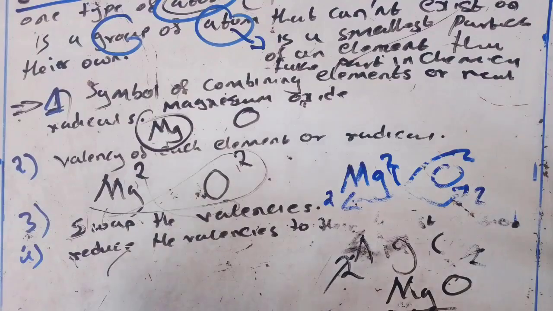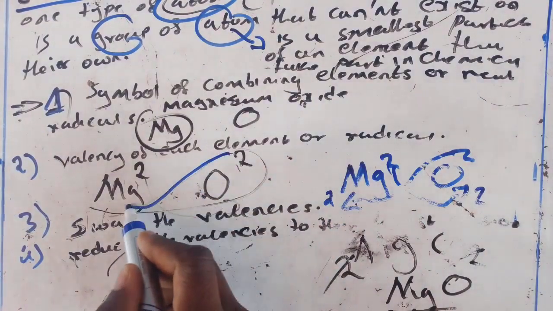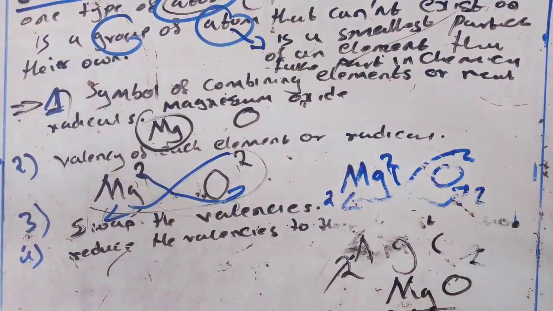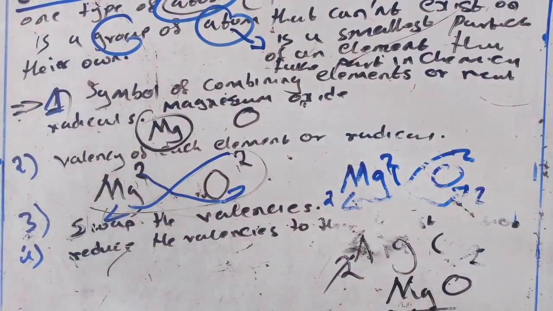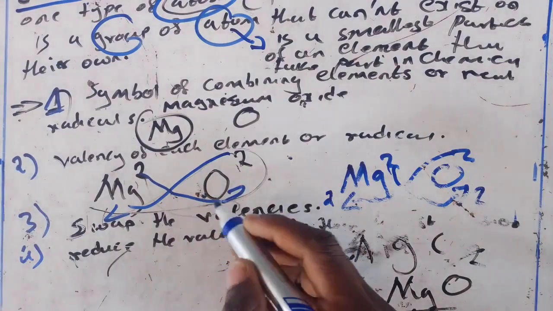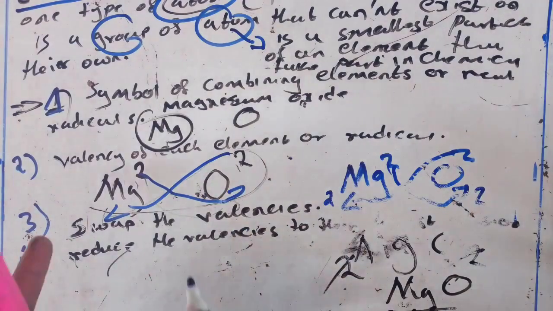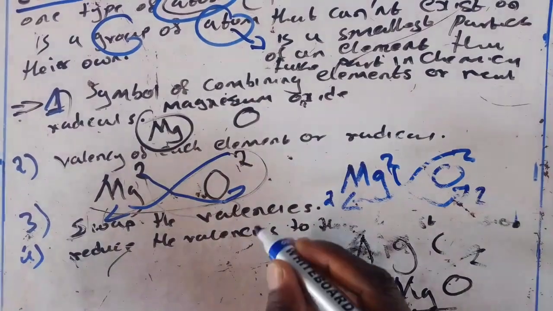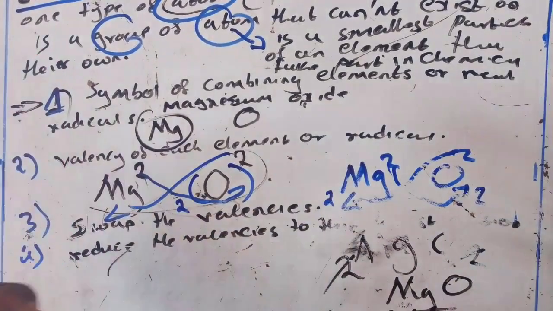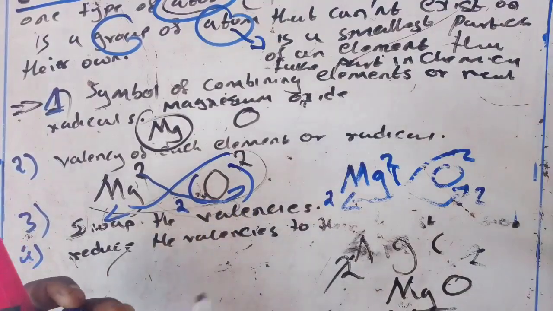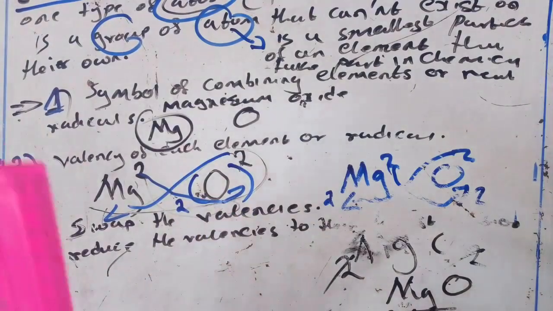Having written this, we proceeded to step 3, which says swap the valences of the combining elements or radicals. I gave an example here where we swapped these valences. So this came to this side and this came to this side. Take note that when you're dealing with radicals, after swapping these valences, the radicals are put in brackets. So let's assume that oxygen is a radical. If oxygen was a radical, we would have put the brackets here after swapping. So the 2 would have been outside, and the radical would have been inside the brackets.